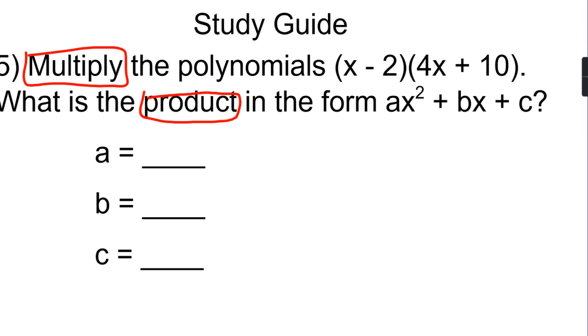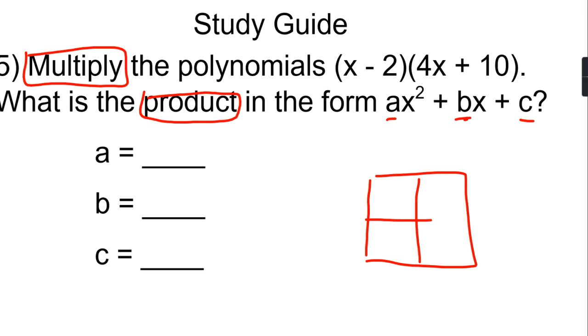That means it's going to be in standard form: x squared term, then an x term, then a number term, right? And we just want to know the coefficient of x squared, a, coefficient of x, b, and the constant, c. So this is a little bit of a more complicated multiplication because each factor has two terms, okay? So when each factor has two terms, that's when we set up our model like this, where we're showing the two parts of the first factor, x and negative 2, and the two parts of the second factor, 4x and 10. And we're going to multiply for each box.